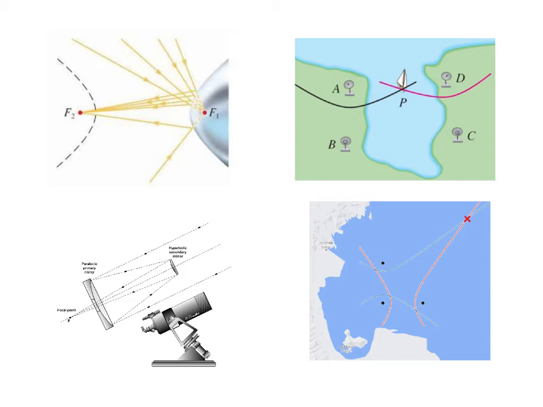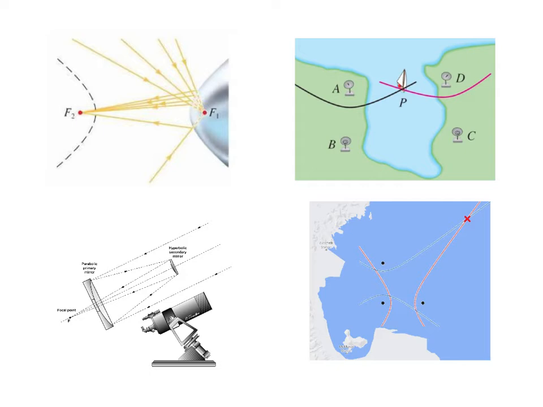So the other thing that I want to talk about is how hyperbolas can be used to locate things. Our textbook has an example of how hyperbolas can be used to locate a ship if there are different radar kind of satellites set up. We know that a hyperbola is the set of points such that the difference of the distances between that point and the two foci is a constant.